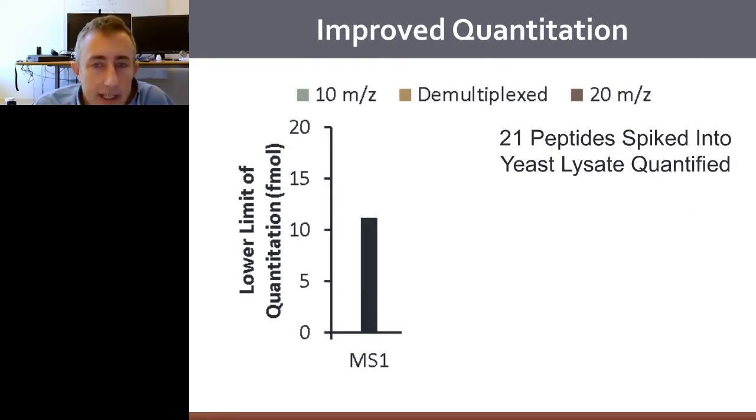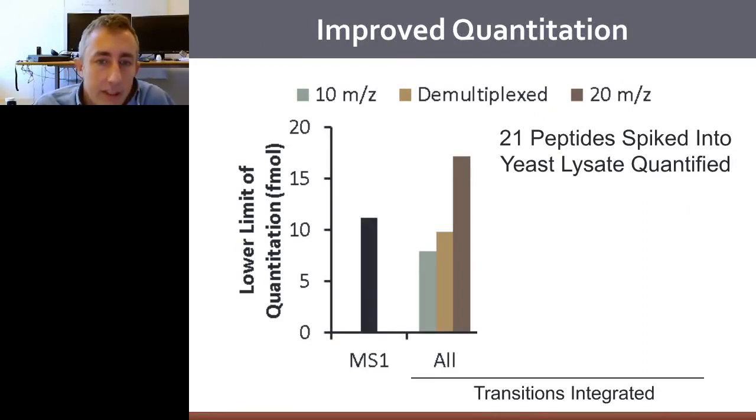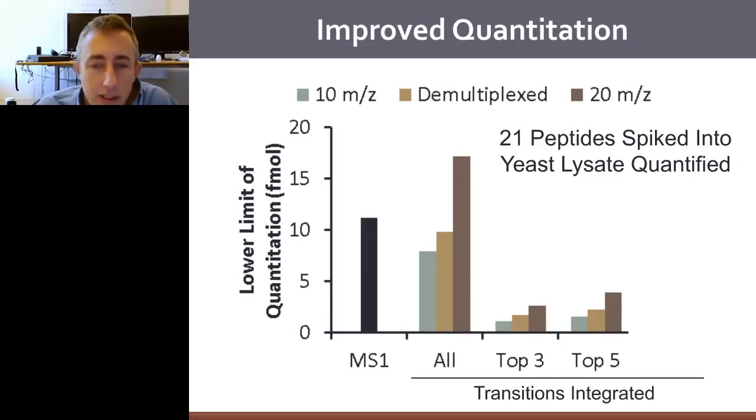And just to give you a sense, if we measure MS1 data versus doing 10 mass-to-charge with the isolation, which is half the mass range and so less comprehensive, versus doing 20 mass-to-charge data that's demultiplexed, we're almost getting the same sensitivity as the 10 mass-to-charge data using 20 mass-to-charge worth of data and then demultiplexing it. And it depends, of course, on how many fragment ions you are actually using.